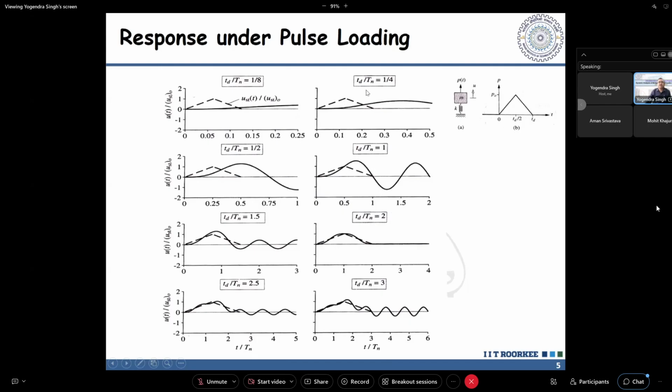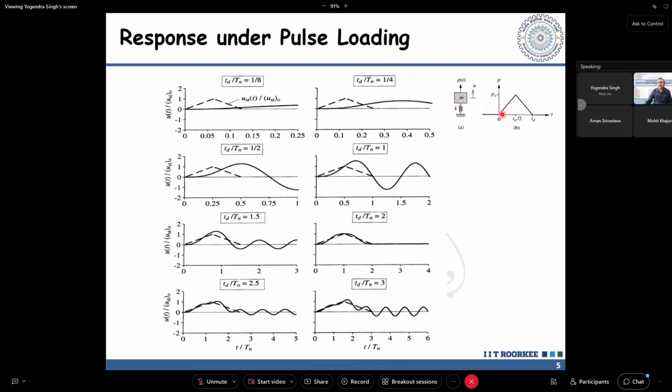And as TD approaches TN, that means the duration in which the load is crossing the bridge is closing towards TN, then we can see that the response goes on increasing. And at TD by TN equal to 1 by 2, you can think of this as the half wave. Okay. So if I complete this triangular wave, it will be going.